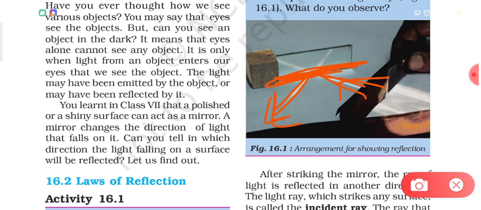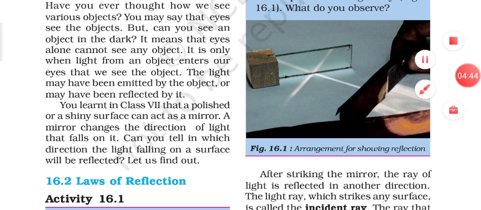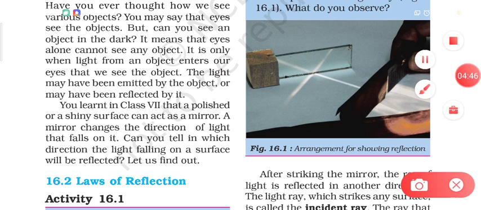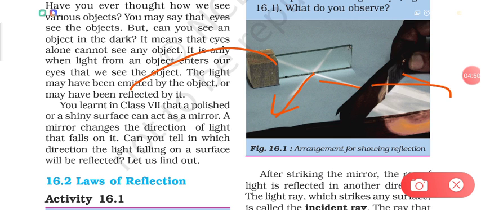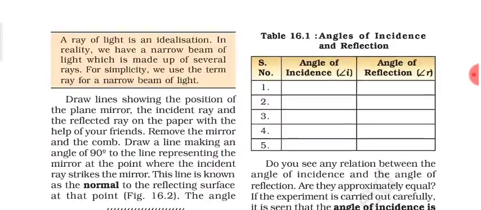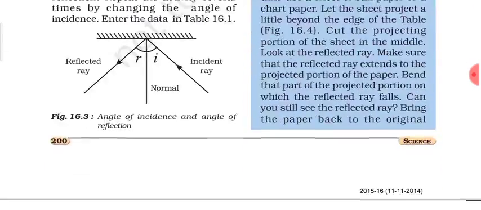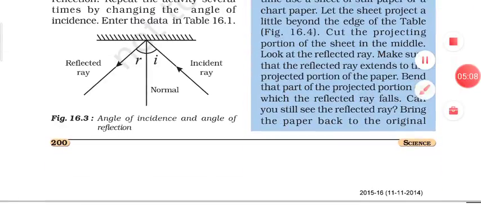Okay, now one more thing you have to do. After you have made these lines, you will remove this mirror, you will remove this comb also, and what you need to do is draw a line perpendicular to the line which is representing the mirror. So in this way you will find a diagram like this.